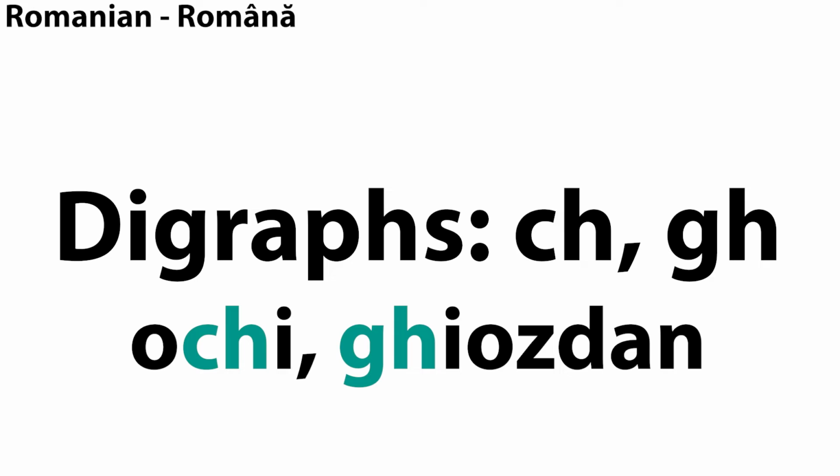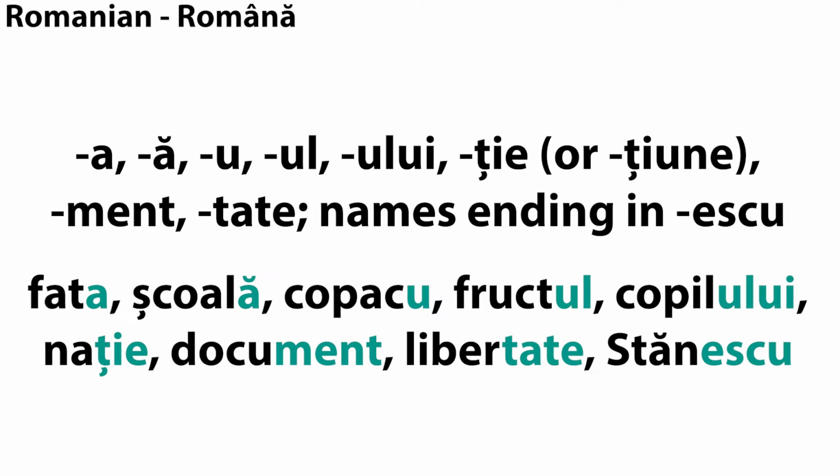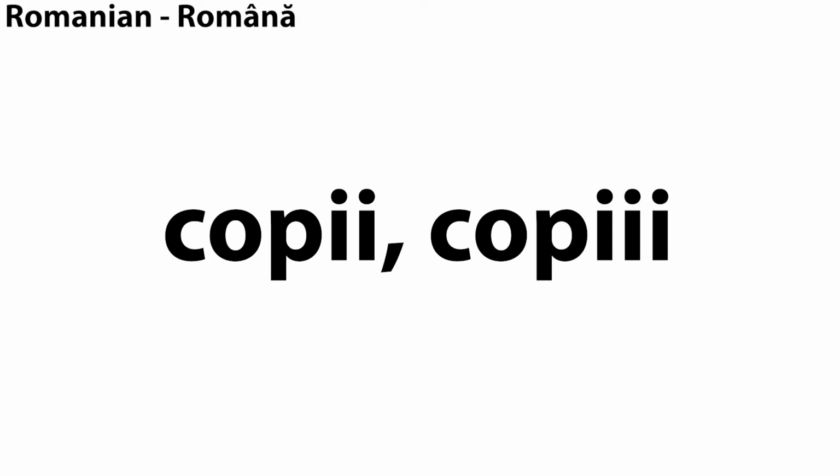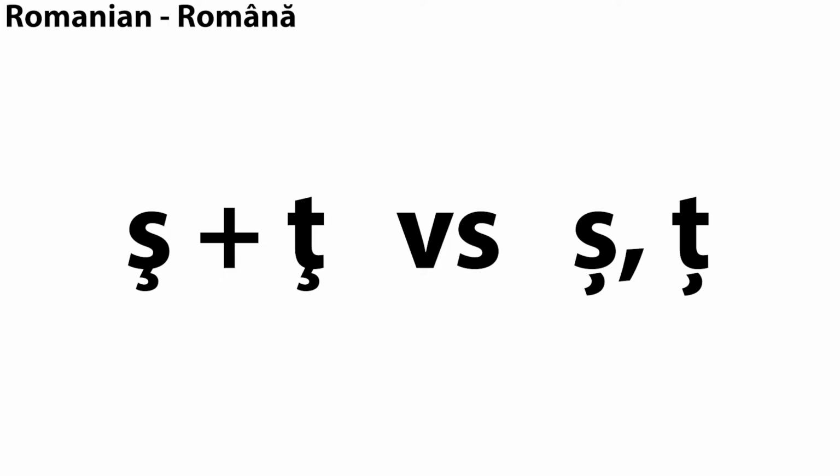Two popular digraphs would be CH and GH. Up on screen you can see some common words and also some common word endings that you'll see in Romanian. And also apparently it's common to see double and even triple I's in Romanian, such as these two words up on screen right here. Note that Romanian is sometimes written online with no diacritics, making it harder to identify, and it's worth noting as well that a cedilla is sometimes used on the S and on the T instead of the correct diacritic, which is, as I mentioned, the comma.